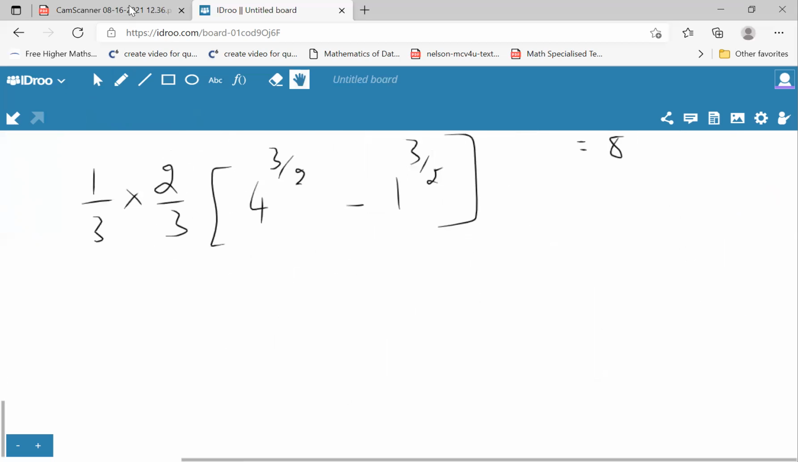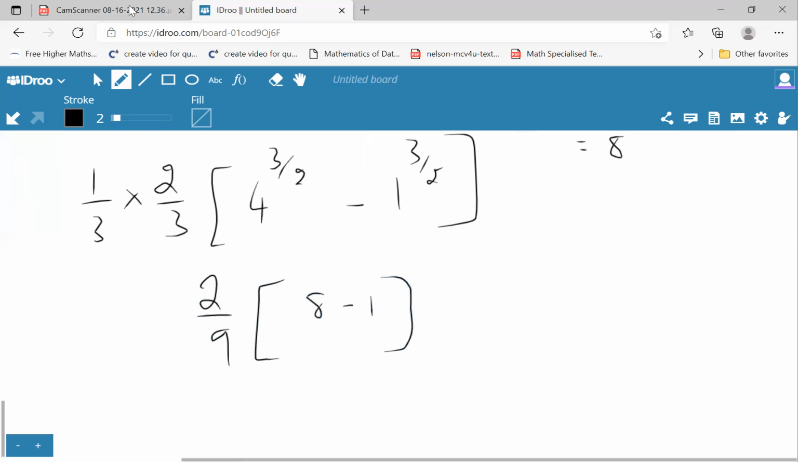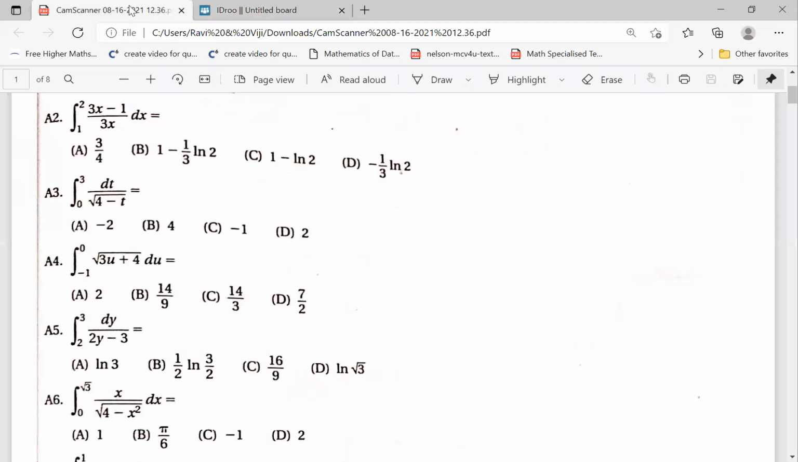So let us substitute that. It is now going to be 2 by 9 into, this now becomes 8 minus 1, which is 7. So that is 2 into 7 by 9, which is equal to 14 by 9. Let's see which option is correct. Option B is the correct answer.